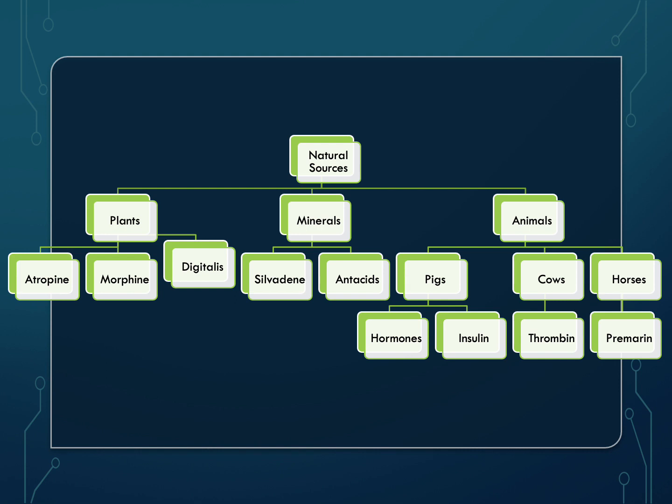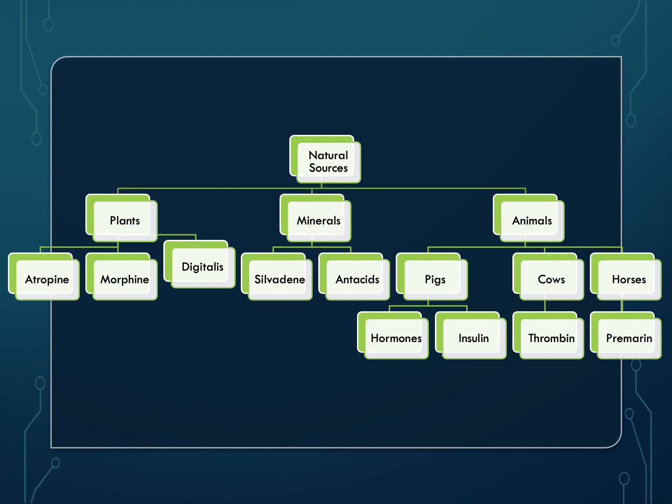Some common example hormones derived from pigs include insulin, which is used to control blood glucose levels. It has also been derived from cows as well. Another example of a hormone that's derived from pigs is thyroglobulin, which is a thyroid hormone. Also, thrombogen, which is a topical hemostatic. It helps to stop bleeding.